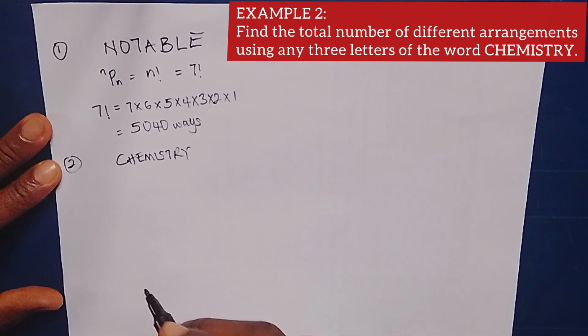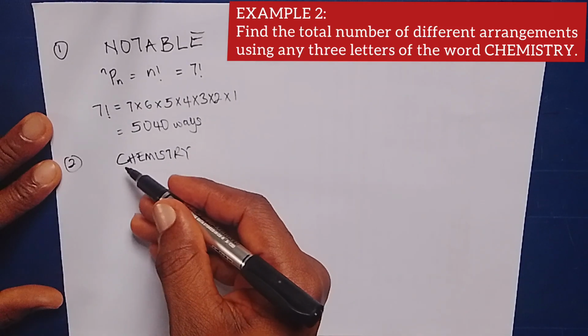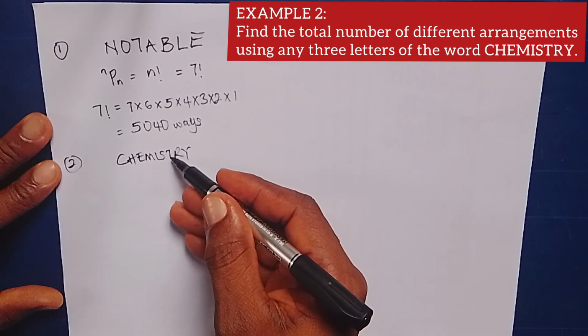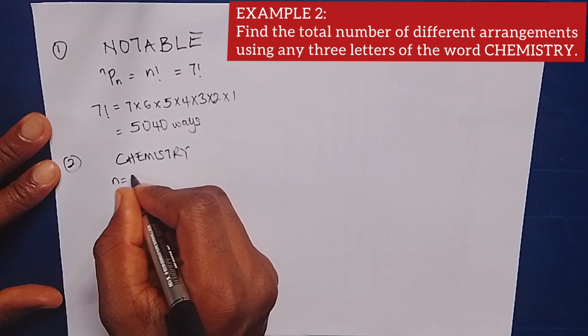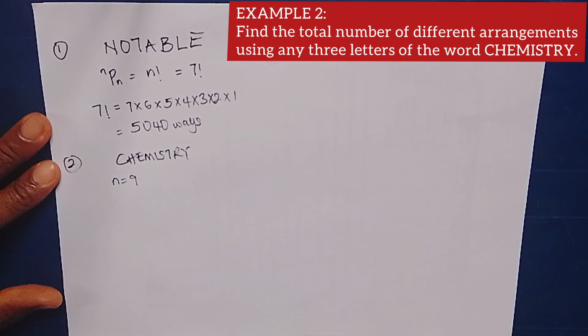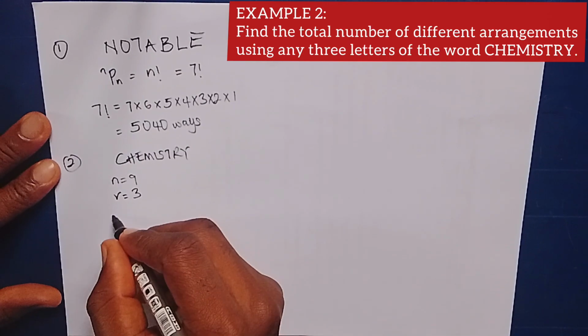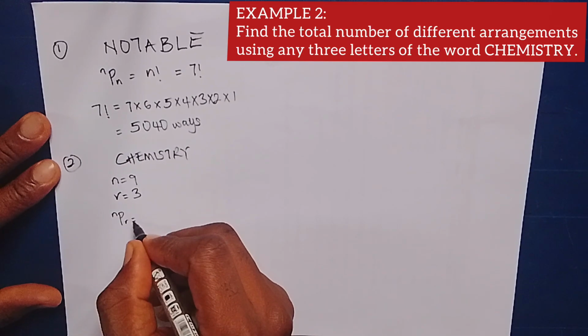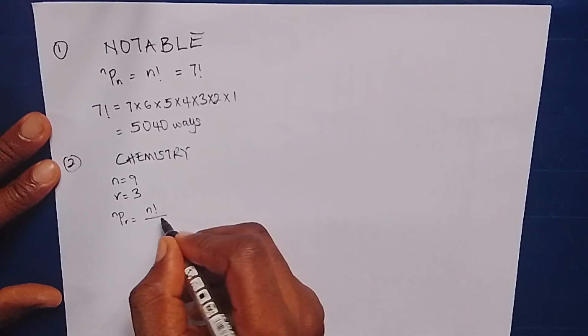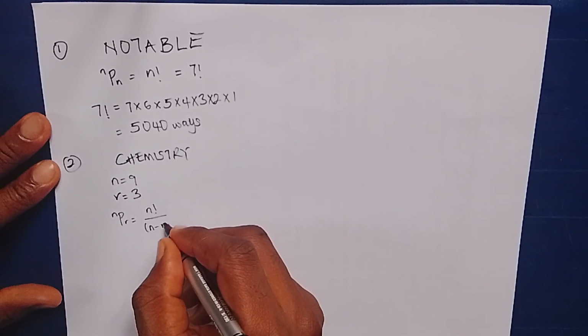How many letters or objects do we have in the word chemistry? Let's count: 1, 2, 3, 4, 5, 6, 7, 8, 9. Our n is equal to 9. And then note that the question says using any 3 letters. That means in this case, our r is equal to 3. So using the formula nPr equal to n factorial over n minus r factorial.